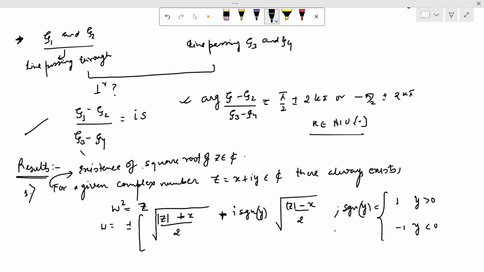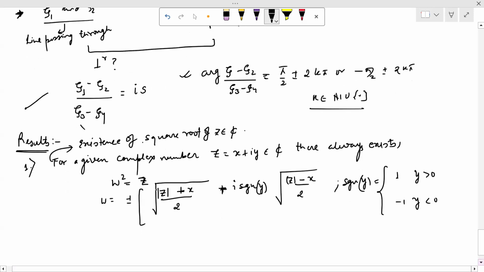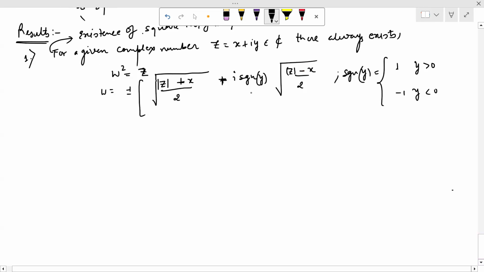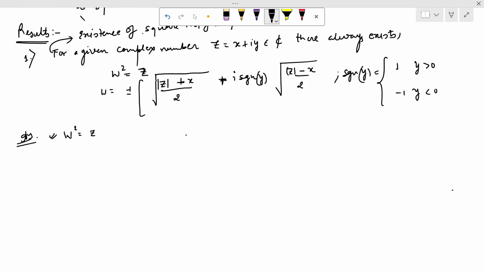Don't memorize this solution. I'm just giving you the direct answer. How would you be able to do these things in the exam? Don't memorize this formula. Whenever you are told to find the square root of a number, say we want to find the square root of z. Finding the square root of z is equivalent to solving the equation w square equal to z. If root over z is equal to w, it implies that w square should be equal to z.